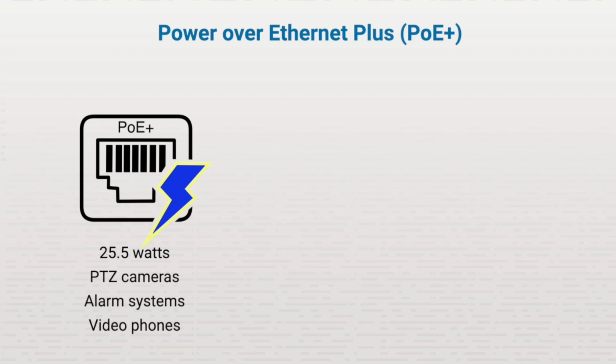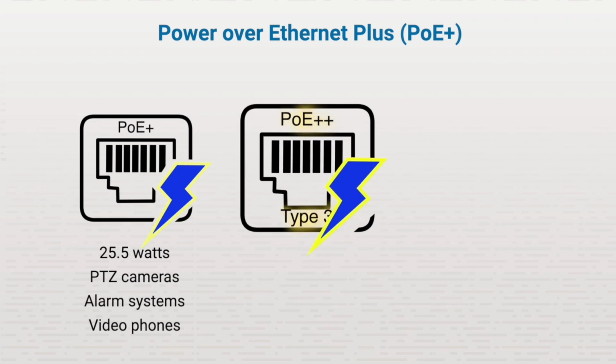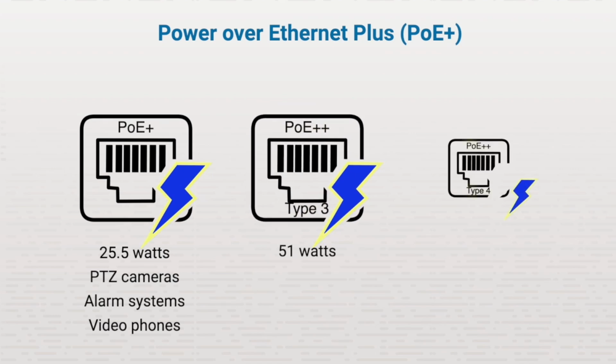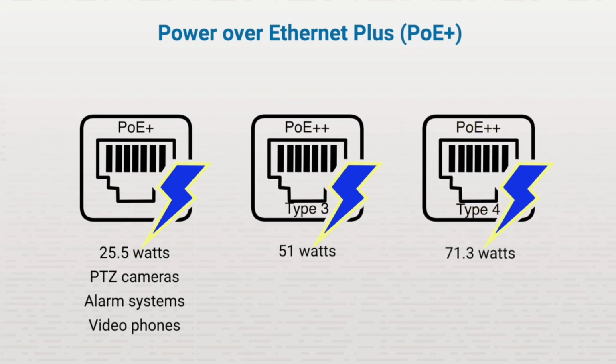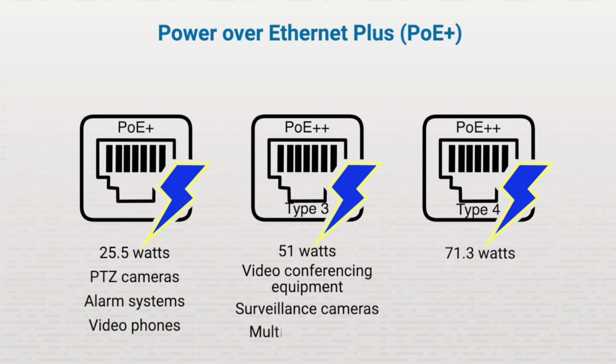In 2018, the Institute of Electrical and Electronics Engineers, or IEEE, introduced a new standard that included 2 more power types for PoE. These were Type 3, which delivers up to 51 watts, and Type 4, which delivers up to 71.3 watts. These are referred to as PoE++ Type 3 and PoE++ Type 4. Type 3 powers devices like video conferencing equipment, surveillance cameras, and multi-radio wireless access points. Type 4 can power devices such as flat screens, laptops, and even digital signage.